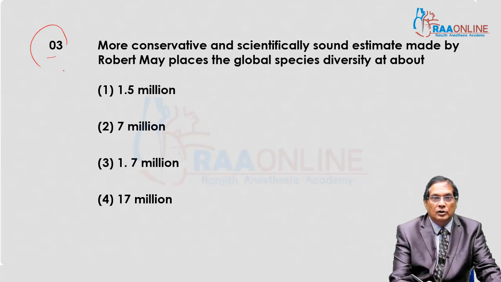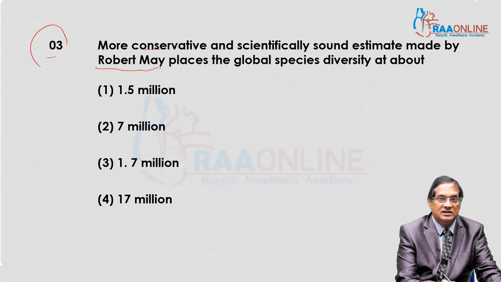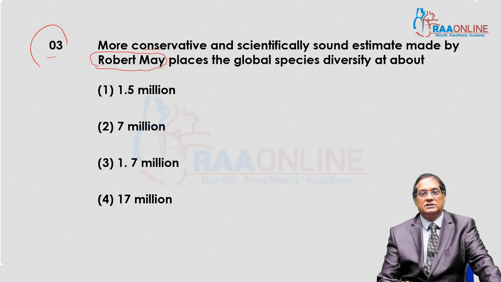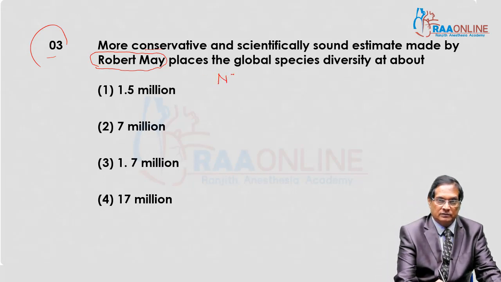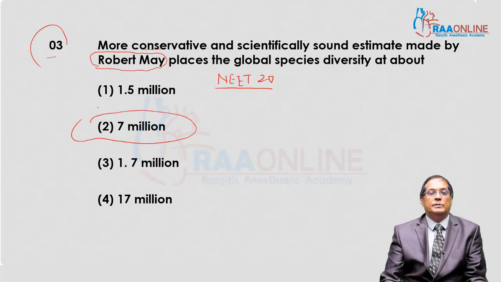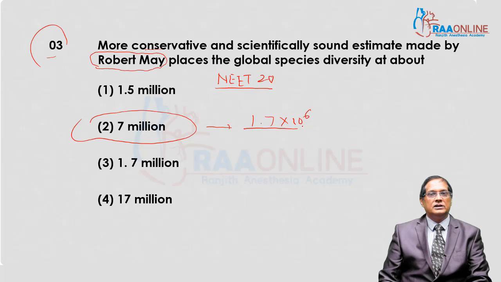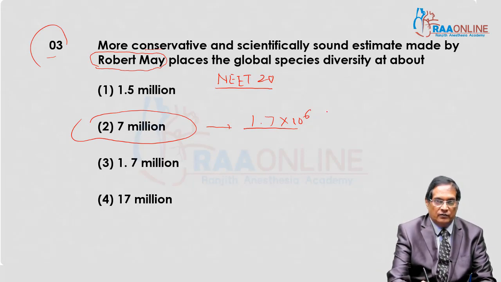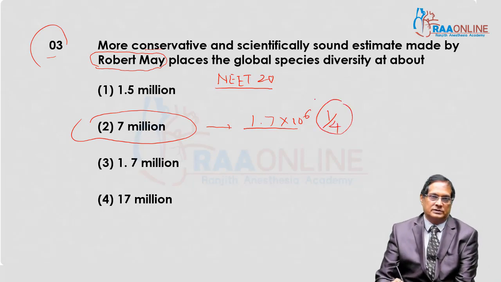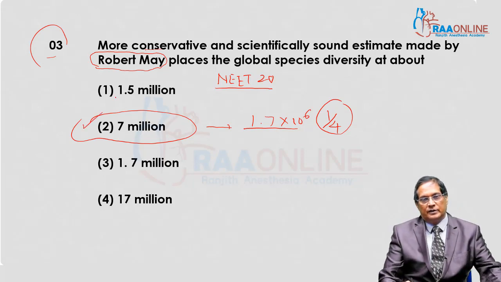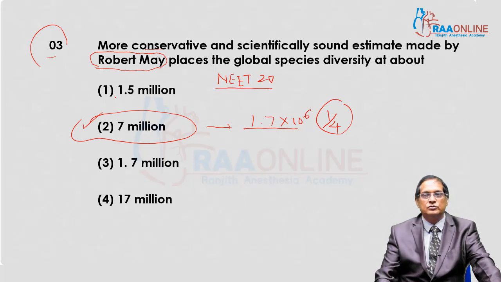Number 3. More conservatively, this person estimated the approximate presence of species. This is a NEET 2020 question. Robert May estimated approximately 7 million different types of species in this living world. It is an estimation, not actuality. Actuality says only 1.7 into 10 raised to power 6, that is 1.7 million, have been discovered, described and named. That is approximately 1/4 of the species, very far away from the number according to Robert May.